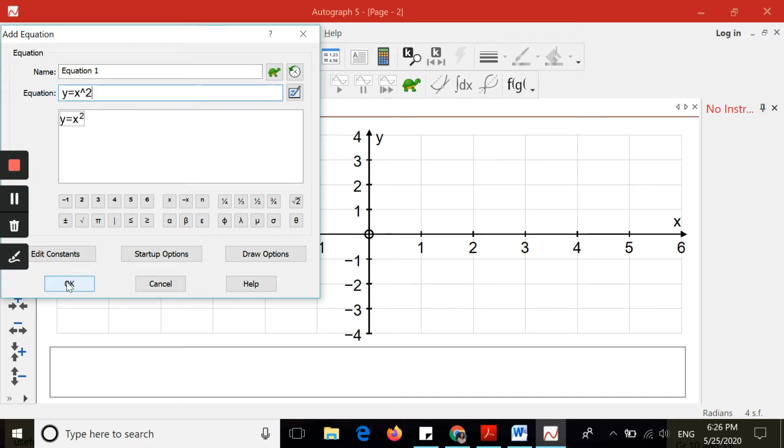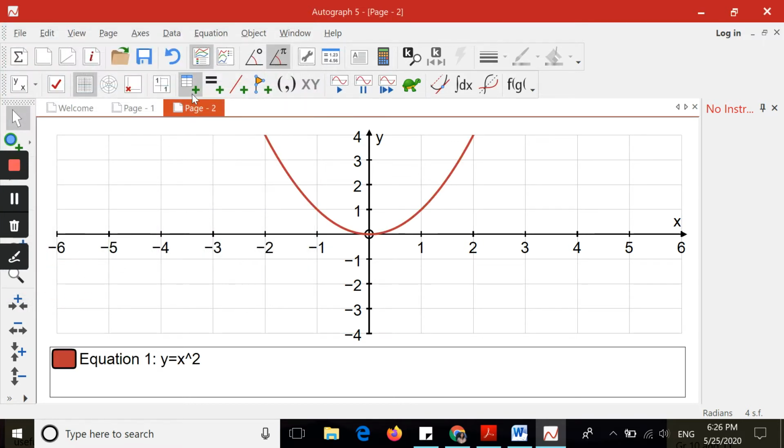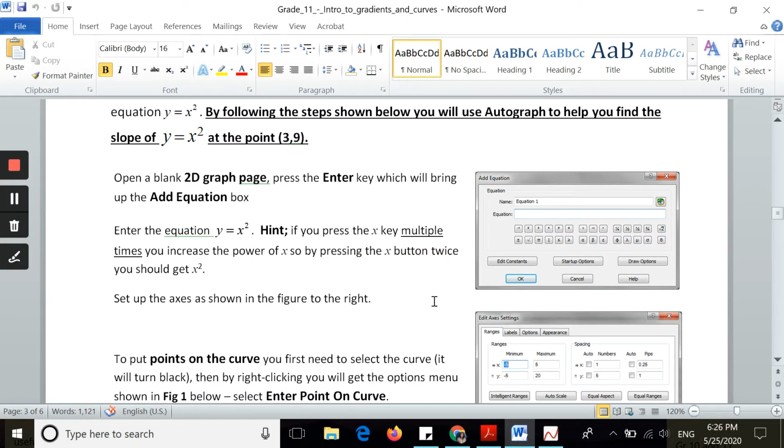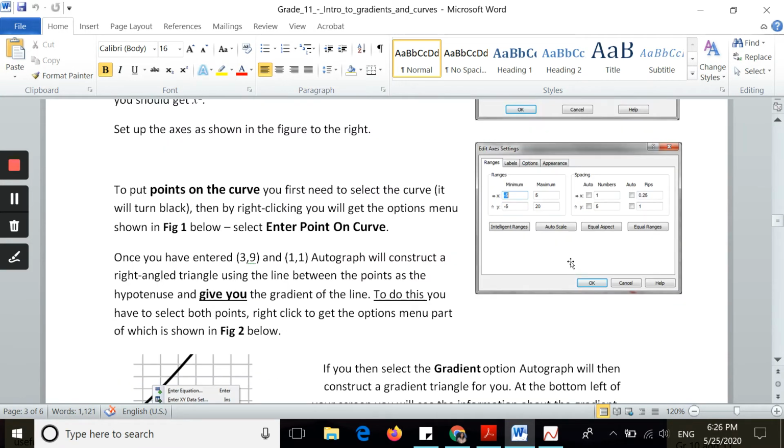As you can see, I got that y is equal to x squared. This is another way of entering your equation. After that, I don't like the window setting of this, so I'm going to change it, and actually it is also given here. Once you have that, you need to change your window setting to what is given here.